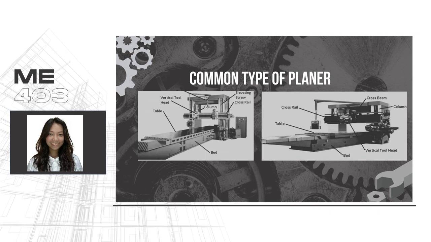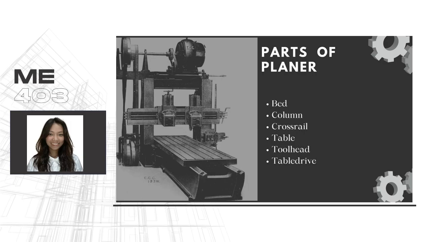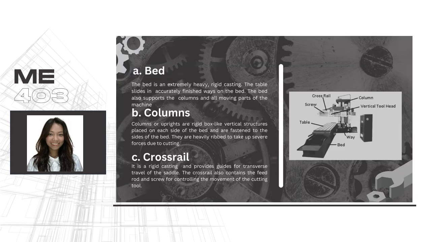Presented on your screens are the common types of planer. Aside from those, you may notice that some parts are labeled. These are the essential parts. Let's get to them one by one. Looking at the planer, the common parts of a planer are the bed, column, cross rail, table, tool head, and table drive. The bed is a heavy and rigid casting.